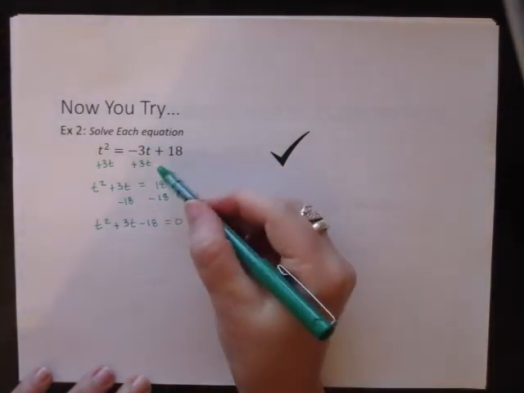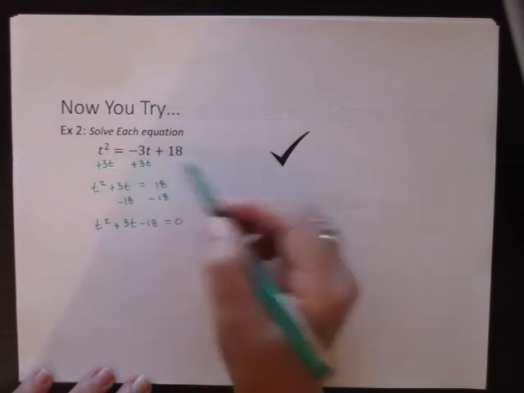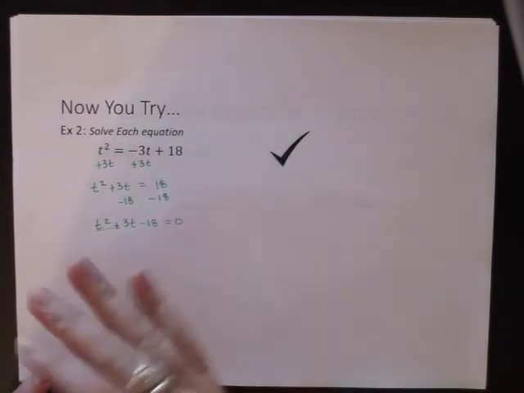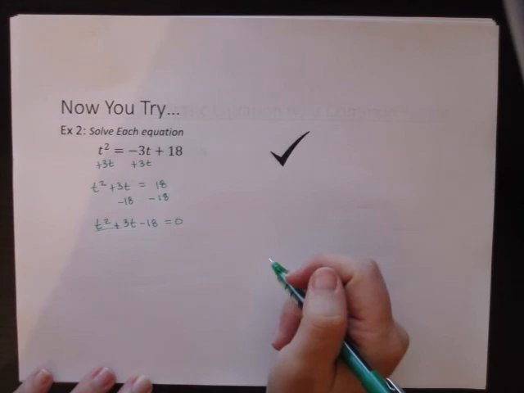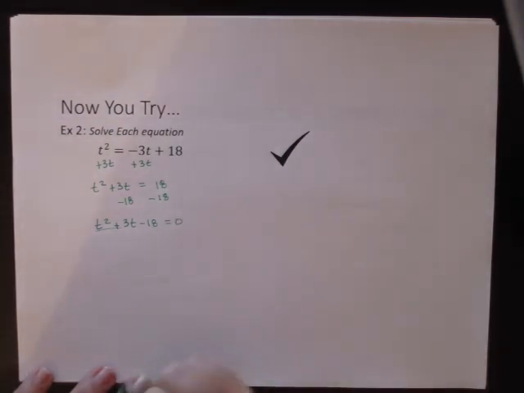Now, I do not care if you did this in one step. If you added 3t and subtracted 18 on both sides to get to this solution, I'm completely fine with it. Alright, so pause it for a second, and I want you to try to solve and check this problem.